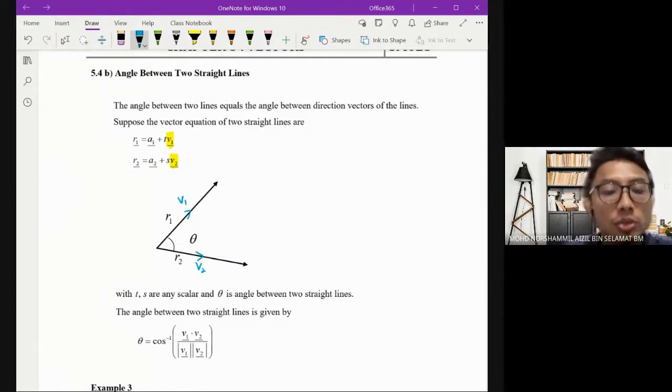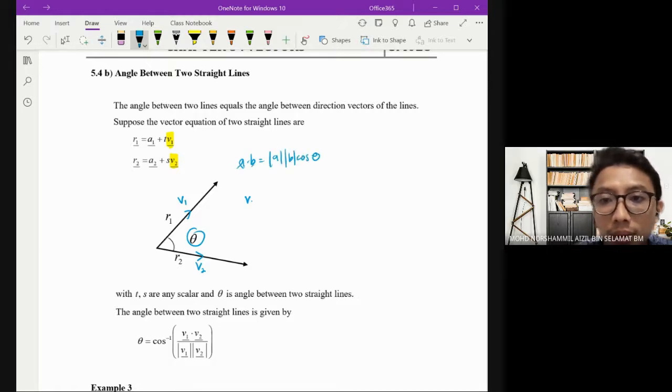Nampak? So that's why if we want to solve the problem, if we want to get the theta, how do we do theta? Kalau ingat lagi nak cari theta, kita boleh pakai dot product. Dot product yang last class kita belajar. So we can do A dot B equals magnitude A, magnitude B, cos theta. Kalau masih ingat lagi. Okay. So kita boleh dapat theta.